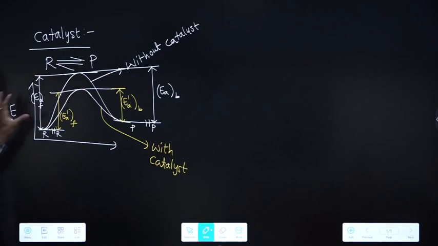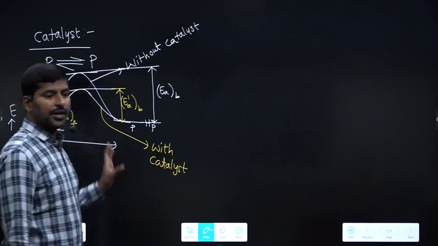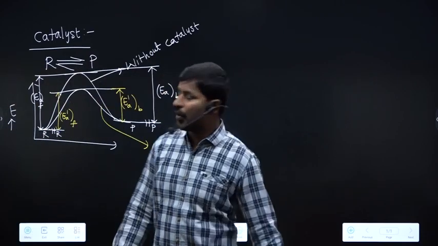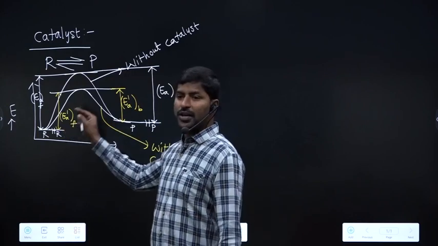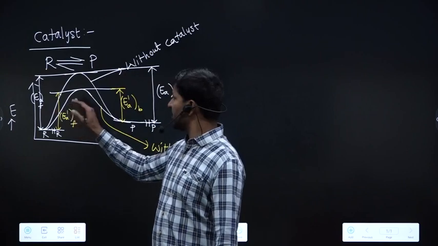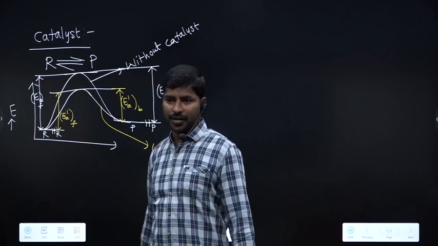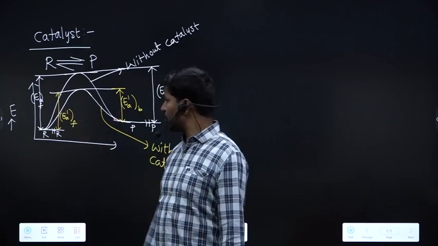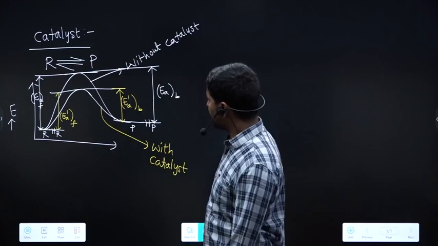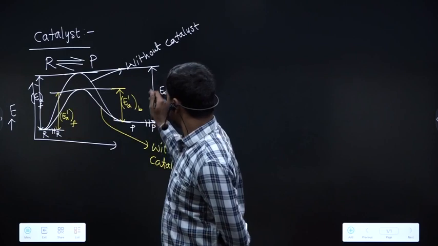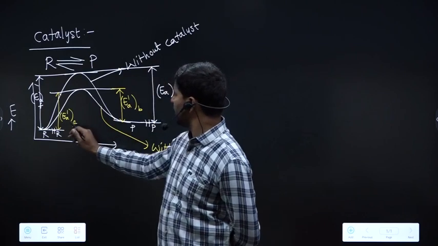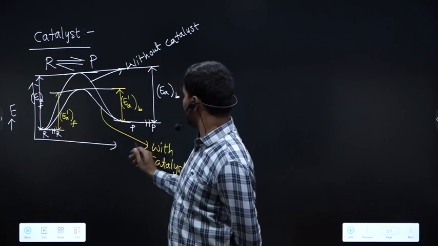Okay, so while we are using catalyst, what happens? Reaction proceeds by a new path where the activation energy required for both forward and backward reaction decreases. Okay, this is EAF, next EAB in the absence of catalyst; EA-F dash, EA-B dash in the presence of catalyst.